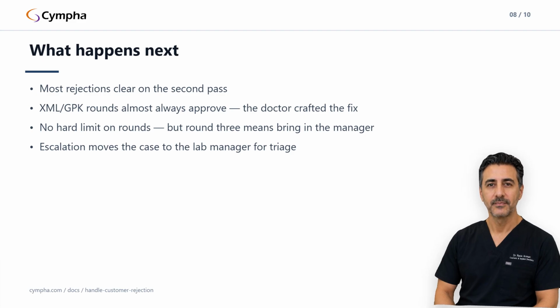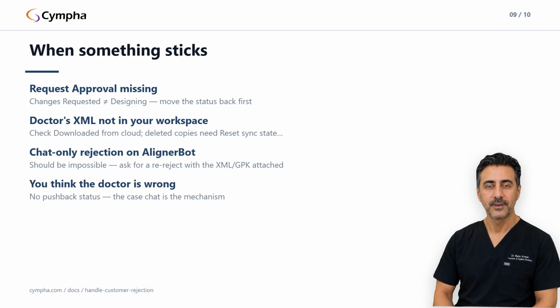Four snags. The request approval button is missing on a changes requested case. That's the status rule, not a bug. Move the case back to designing and it reappears. The doctor's XML isn't in your workspace. Check the downloaded from cloud pane in the cloud monitoring panel, which lists what came down this session. One gotcha: if a previously downloaded copy was deleted locally, the agent won't re-download it. Reset sync state in the cloud monitoring menu is the escape hatch, or just download the file from the case's files panel in the browser.